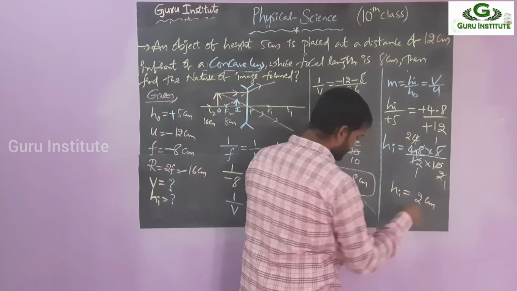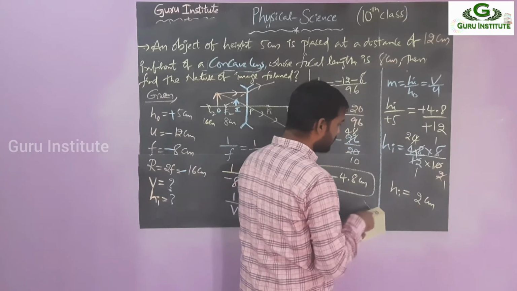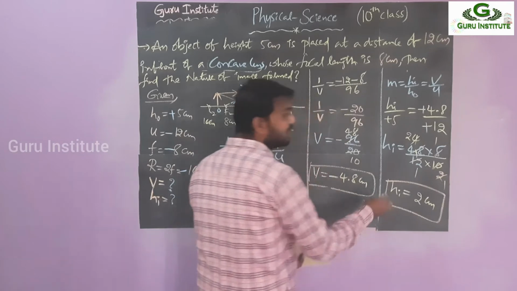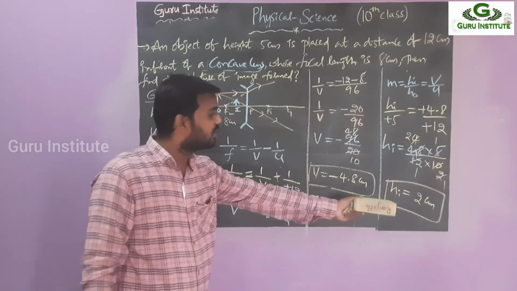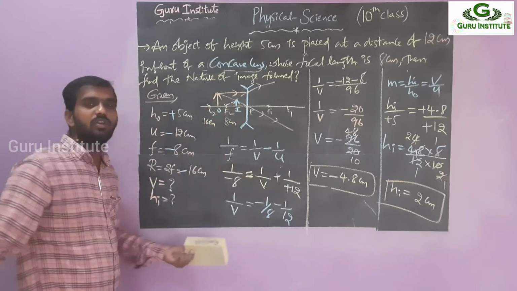2 centimeter. And what are you getting? Positive or negative? Positive only. So positive means erect only. That means above the principal axis only. 2 centimeter. So automatically that is the diminished one. So your answer is correct.